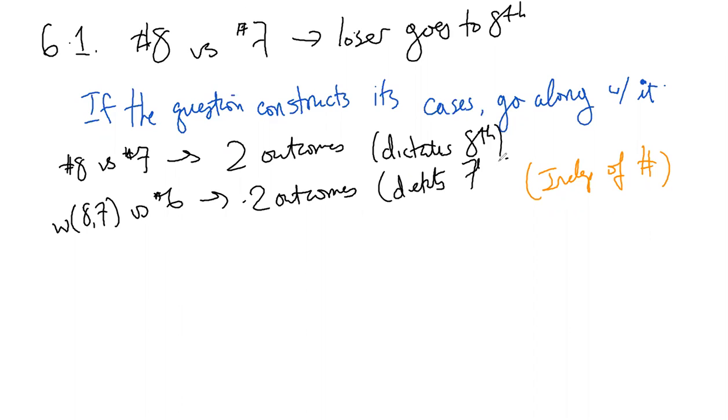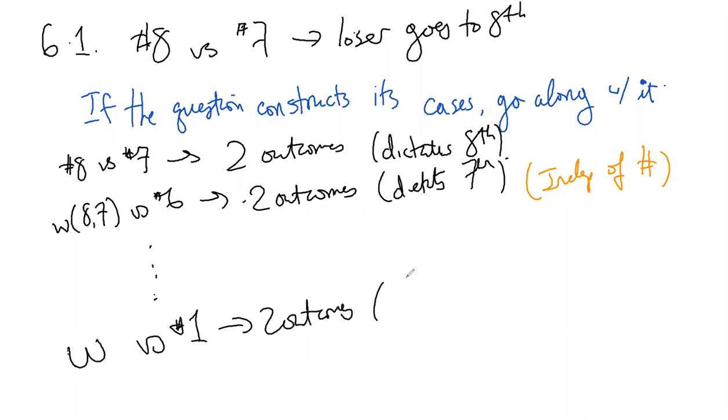And we can keep doing this, eventually going to the overall winner versus all of them, finally going against number 1, having another 2 outcomes. And this dictates both 2nd and 1st, right?